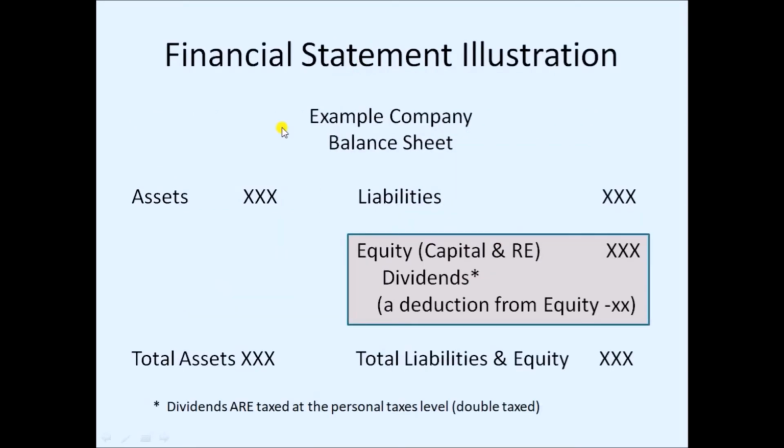Here's the financial statement illustration. So dividends again is a part of the balance sheet, specifically part of the equity section on the balance sheet, it is a deduction from equity. All right, and then the asterisk again is there to show that dividends are taxed at the personal taxes level. It's double tax.